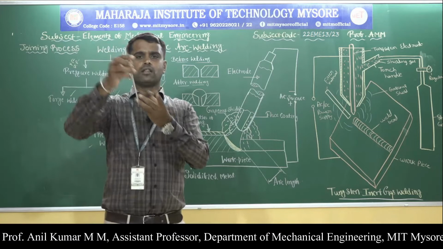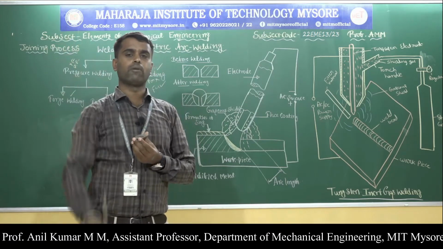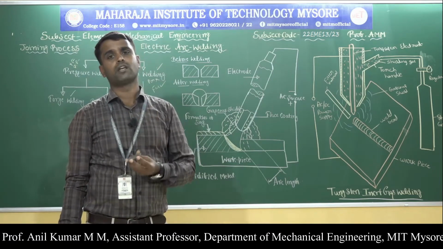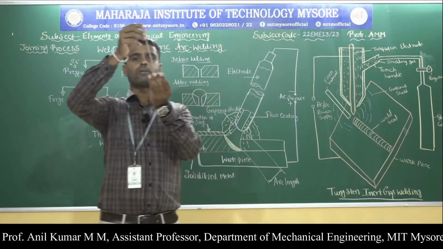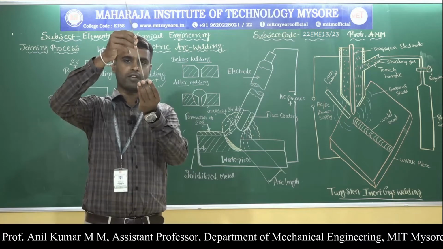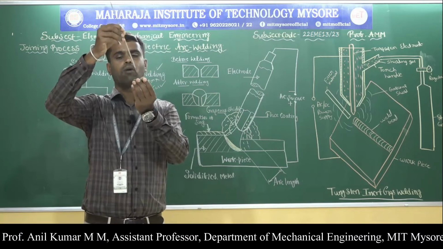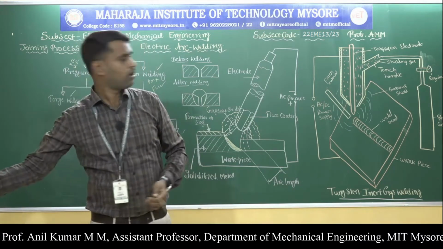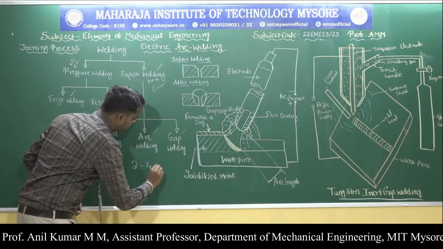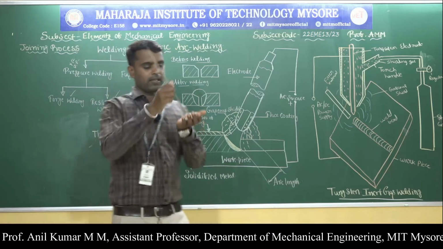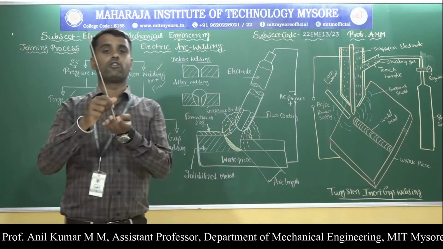Initially the electrode is connected to the negative terminal of the power source and the workpiece to the positive terminal. You have to bring the electrode closer to the workpiece surface, touch it to the surface, and separate it by a small gap. That gap is around 2 to 4 mm. You have to maintain an arc gap of around 2 to 4 mm. In that gap the electric arc will be struck and generated.